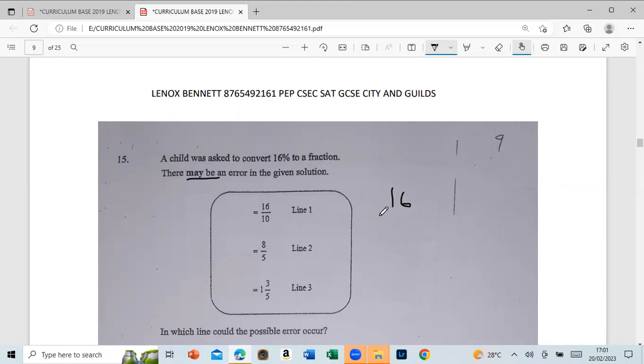Percent means out of. Say it, guys, say it. So it's 100. So this is where the error is. See the error right away.